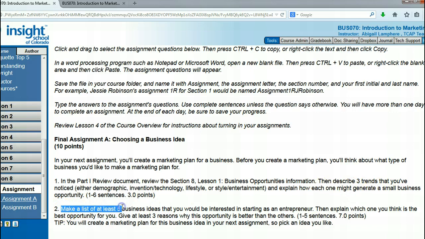Then in part 2, you're going to list the 5 different business ideas you could start as an entrepreneur. Base it off of the trends that you've noticed. What business ideas could you come up with that would be the best opportunity for you? Give at least 3 reasons why this opportunity is better than others. Of the 5 that you list, you're going to pick one to use as your business idea, and that's what you're going to create a marketing plan for in the next part of this assignment.